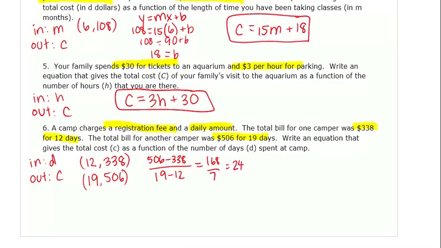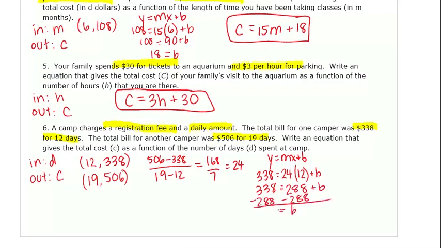We need the registration fee. So y equals mx plus b. Once again, I like smaller numbers. So I'm going to say that 338 equals my m, which is 24, times the x, which is 12, plus b. 24 times 12 is 288. And when I subtract 288 from both sides, I figure out that b is 50. So that's that registration fee. Putting it all together, the cost is $24 for each day, plus the registration fee of $50.